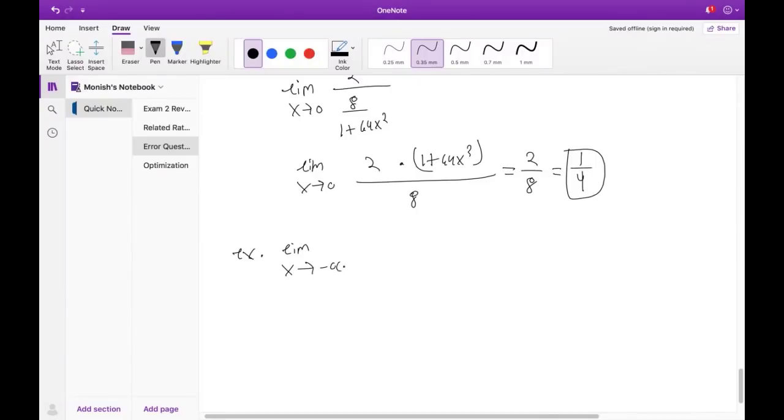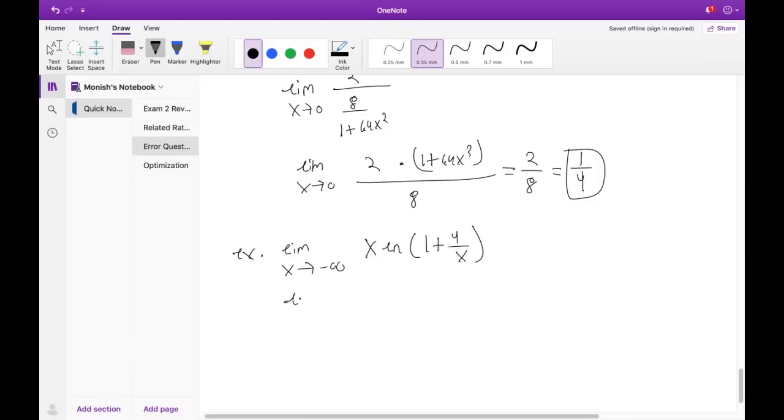So if I have the limit as x approaches negative infinity, and my question is x ln of 1 plus 4 over x. If I plug in negative infinity, I'll get 0 times negative infinity, because this x portion will be negative infinity, 1 plus 4 over infinity is 0, and ln of 1 is 0. So I'll get 0 times infinity, which is indeterminate.